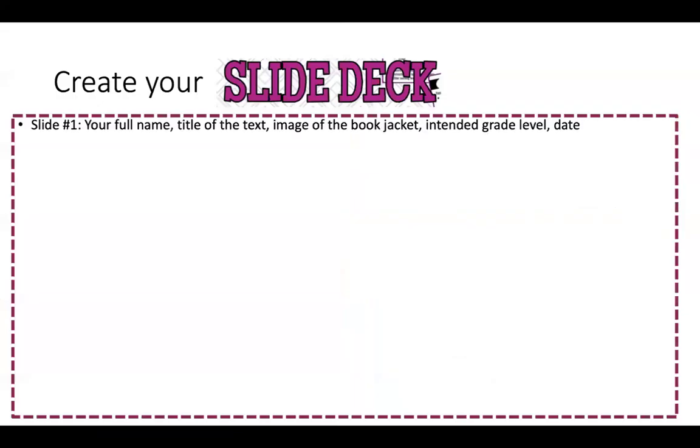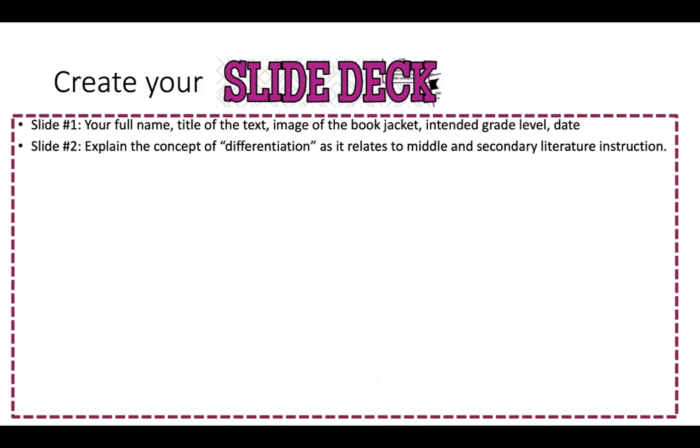So on slide number one, there are a couple of things you should have. This is, of course, in the instructions, but I'll go over it here too. You'll want your full name, the title of the book that you're using, put an image of the book jacket. You can just do a screenshot, the intended grade level, and then the date should be the due date for this assignment. On slide number two, you need to explain the concept of differentiation as how it relates to middle school or secondary literature instruction.